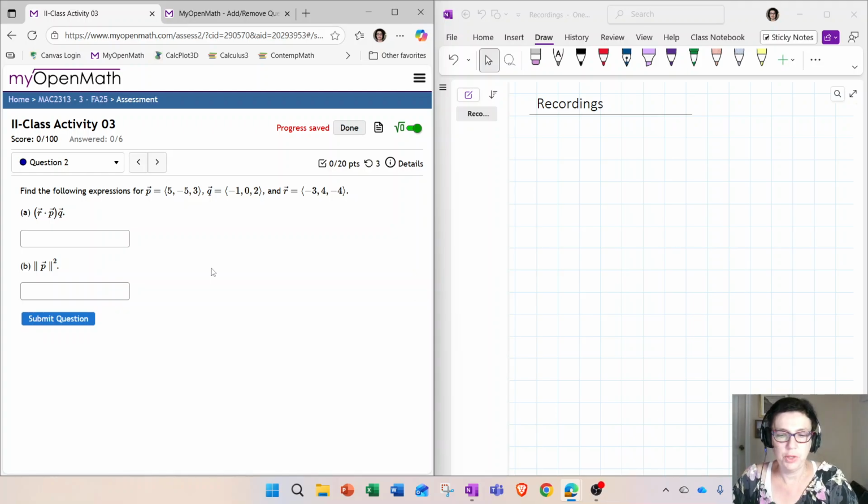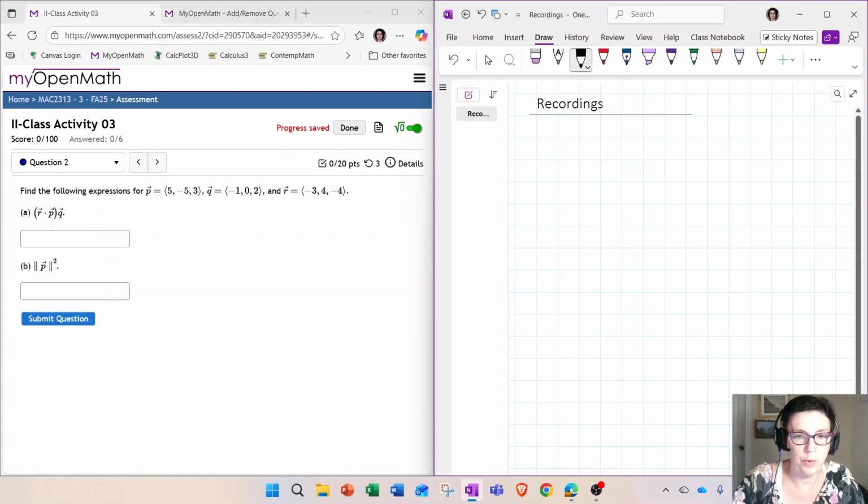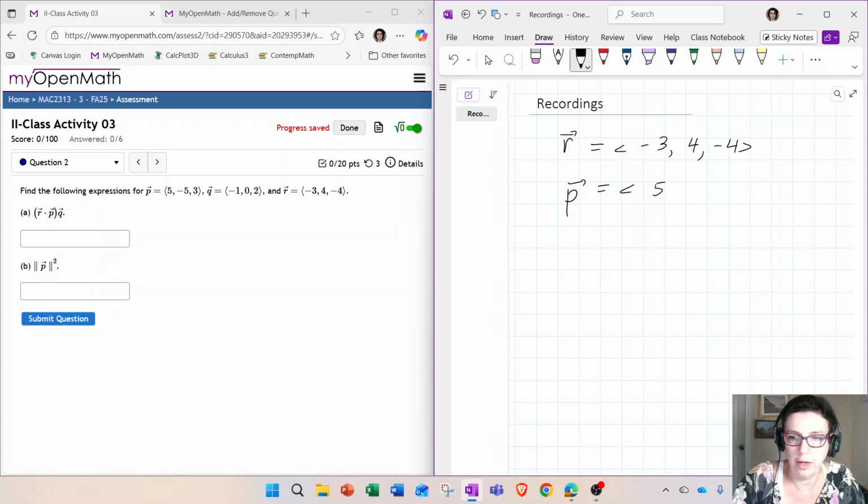Okay, guys, in this video, we are going to introduce the dot product of two vectors, and then we are going to talk about some of its properties. Okay, so the first thing we're going to do is take vectors r and p. First vector r has components -3, 4, -4. And then we also have vector p, which has components 5, -5, 3.